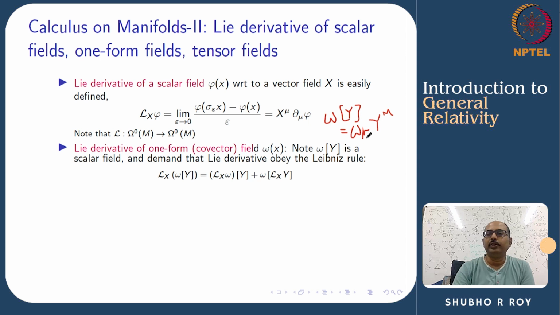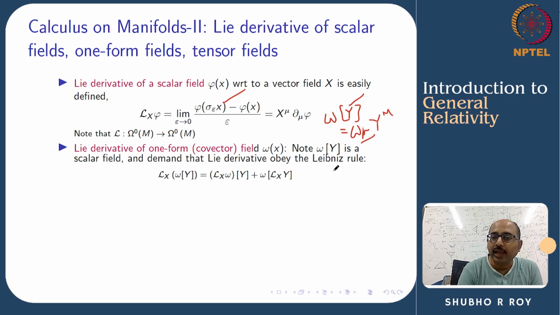And because these are fields, this real number will also vary from location to location. That's why it's a function. So this is a scalar field. I know how to take the Lie derivative of a scalar field. I know how to take the Lie derivative of a vector field. This we did in the previous slide.